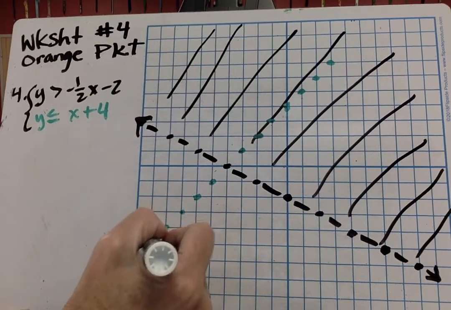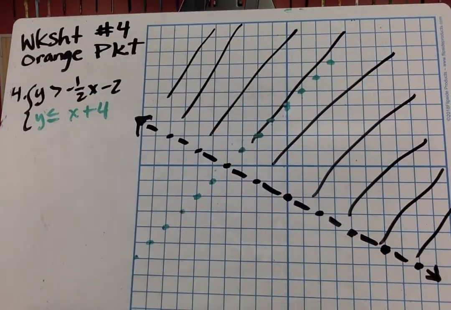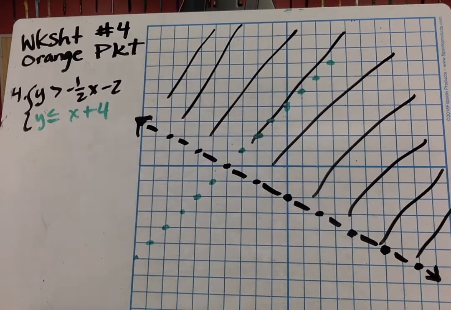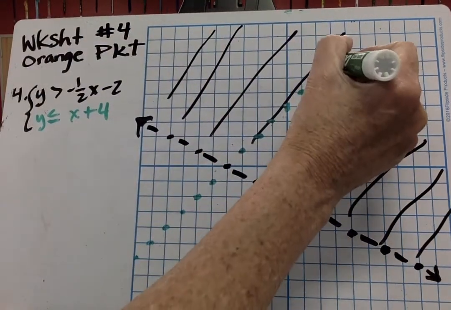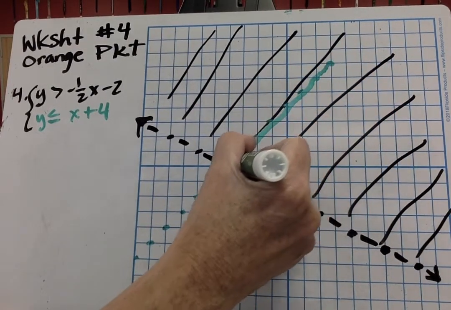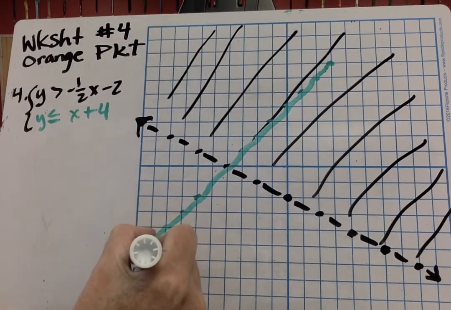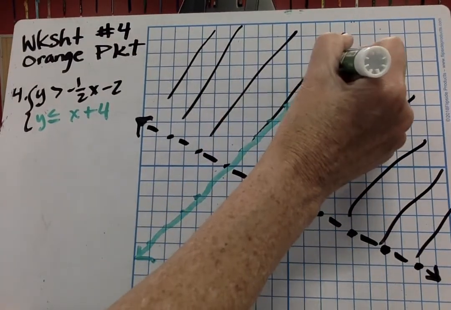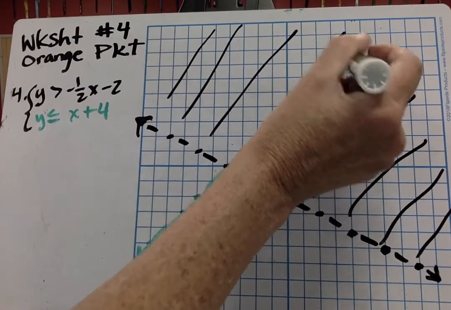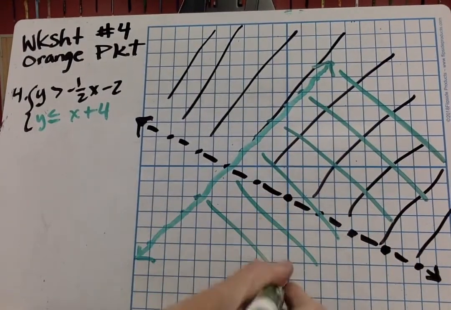Now, since it's greater than or equal to, it's where the ladder would fall. Oh, first of all, should it be solid or dotted line? Since it's greater than or equal to, that means it's going to be a solid line. And greater than, it's where the ladder falls.